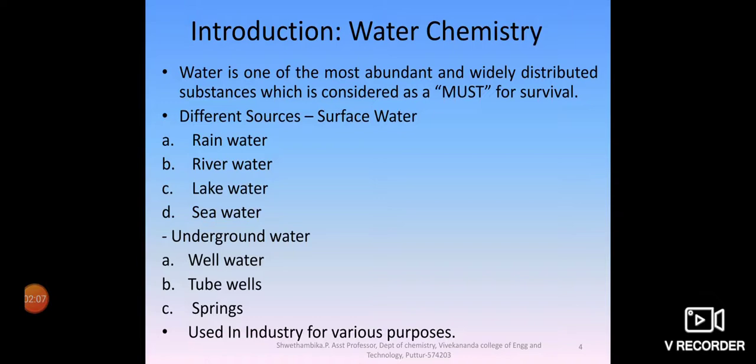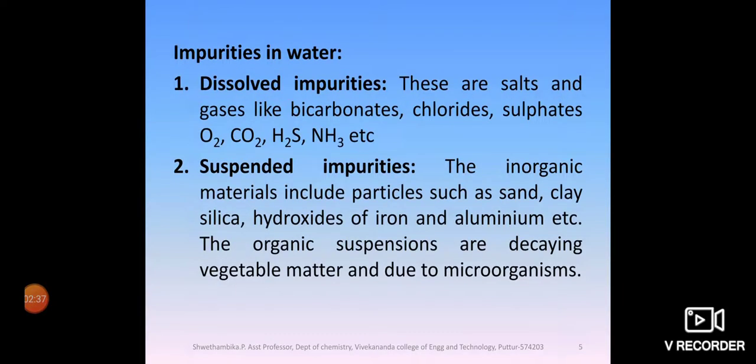Now let us begin with the introduction to water chemistry. As we are all aware, water could be accessed from two different sources, surface water and underground water. Surface water is available in the form of rainwater, river, lake or sea water. Similarly, underground water comes from well water, tube wells or springs. The water so available from the environment is used in industry for various purposes.